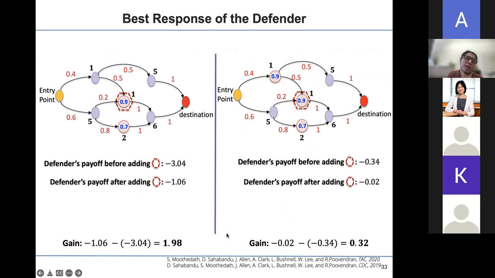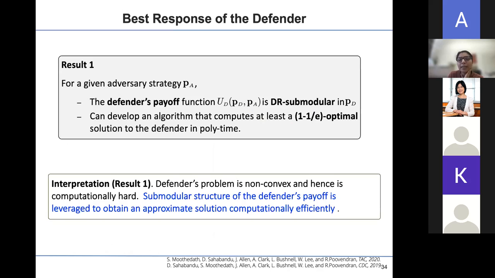So I'm just explaining the submodularity property via an example, but we can prove this theoretically, and we have this result which shows that the defender's payoff is DR submodular. DR stands for diminishing returns. That is the submodularity version for continuous functions, and we show that it has this property. By leveraging this structure, we can come up with algorithms with an optimality guarantee of the order of 1 minus 1 by e in polynomial time.